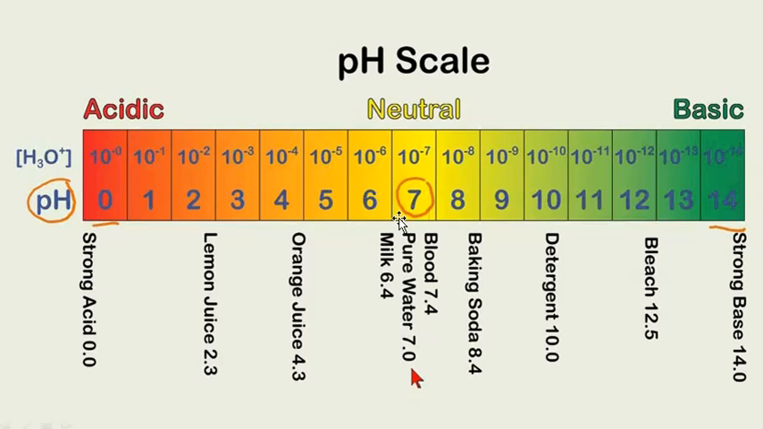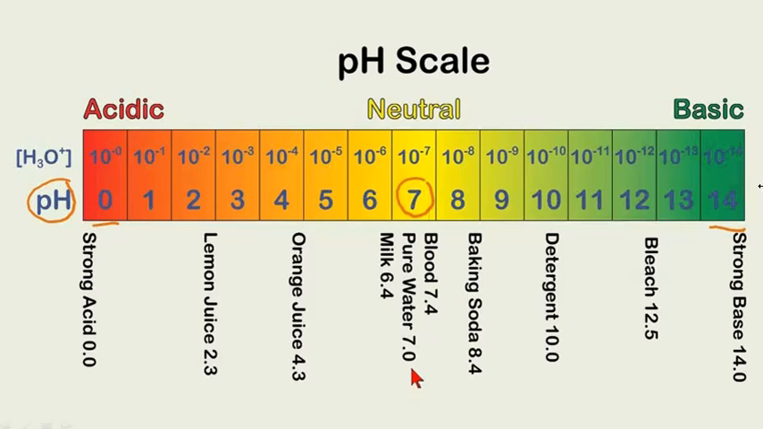If a solution has pH exactly 7, then the solution is called a neutral solution. If it is less than 7, we call it acidic. If it is more than 7, we call it basic or alkaline. I hope this much is clear to you. The concentration of H3O plus is written 10 raised to minus 0, 10 raised to minus 1, minus 2, minus 3 and so on.